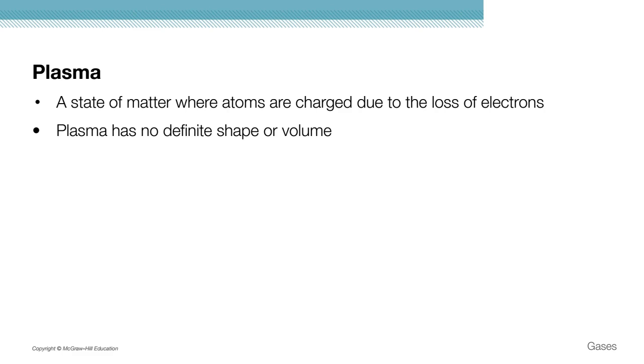So then we have plasma. So this is a charged state of matter, basically by losing electrons. And you can have charged matter in other ways as well, but plasma specifically is from the loss of electrons. And it has no definite shape or volume because it's kind of a gaseous form as well.